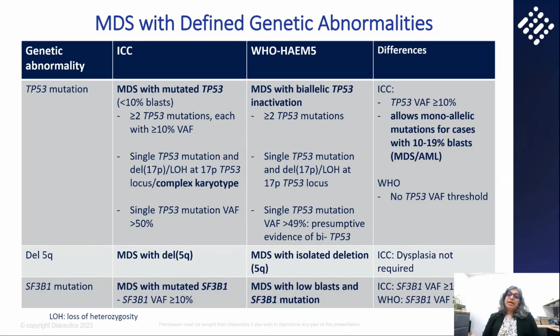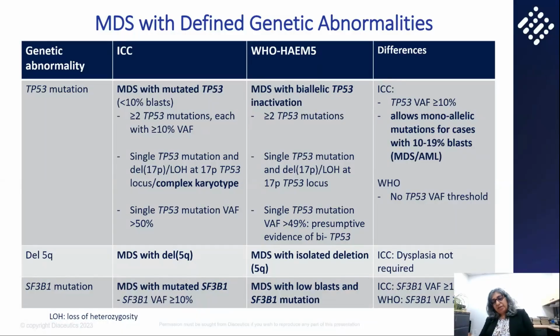Next, I want to talk about the category of MDS with defined genetic abnormalities. So both classifications have this category. Both classifications use the same genetic abnormalities for classifying an MDS in this category, namely TP53 mutation, deletion 5q, SF3B1 mutation.